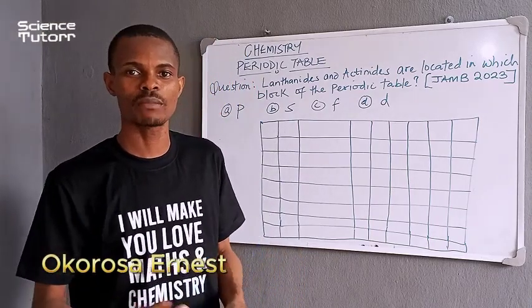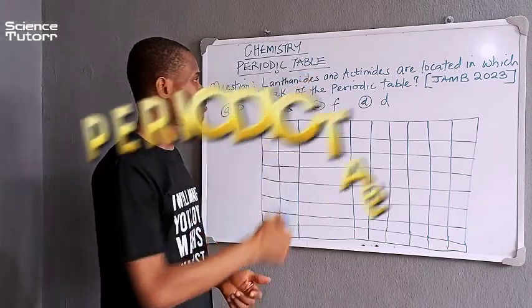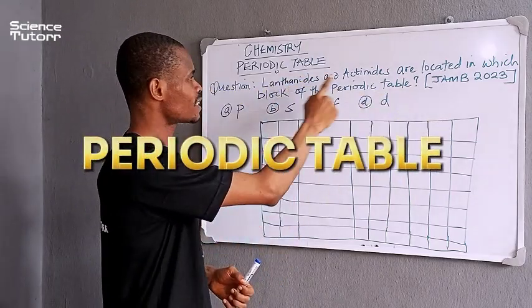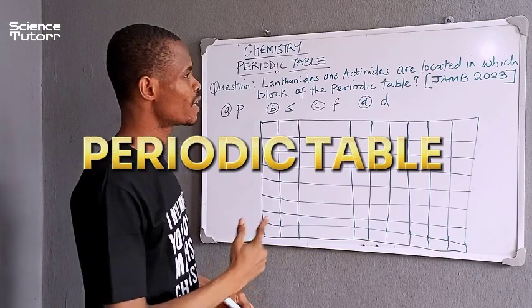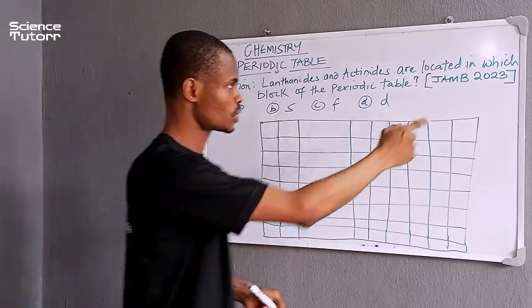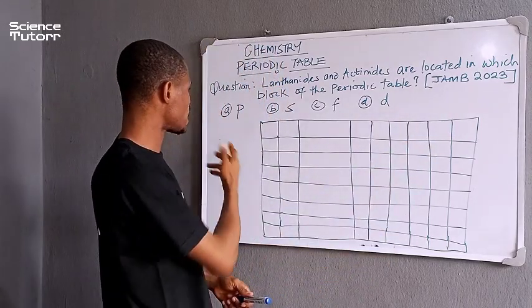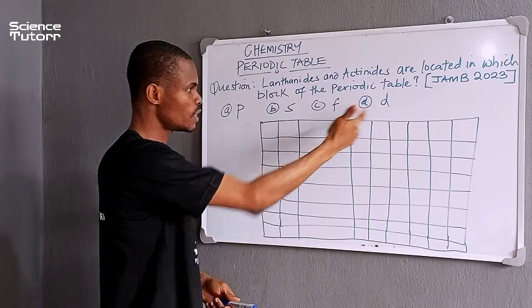In today's video, we shall be looking at a question on the board on the topic periodic table. And it says, lanthanides and actinides are located in which block of the periodic table? This question is from JAM 2023. We are provided with a series of options A to D.